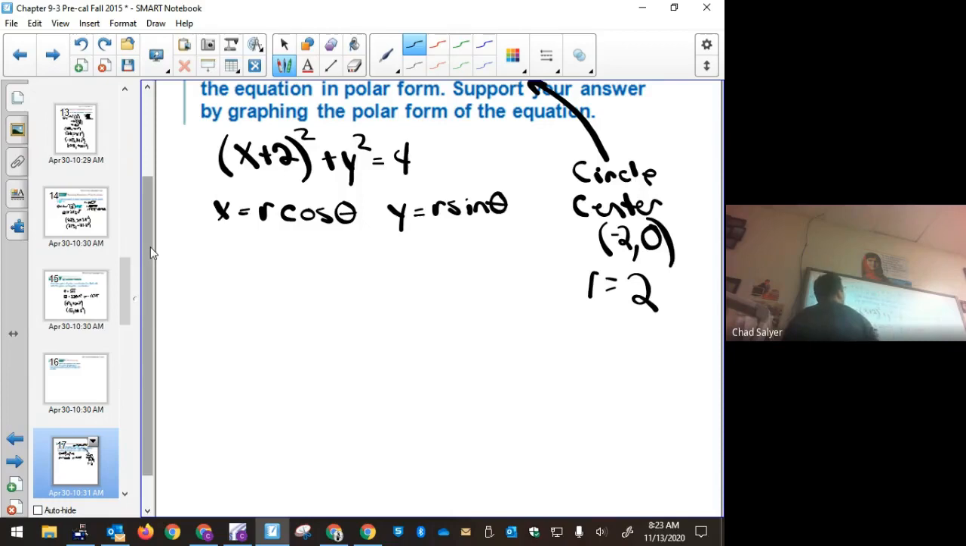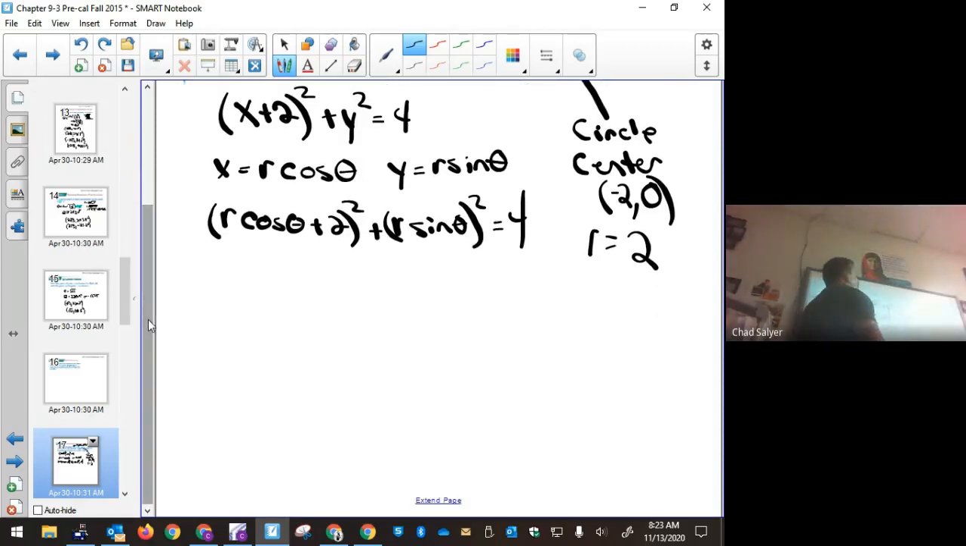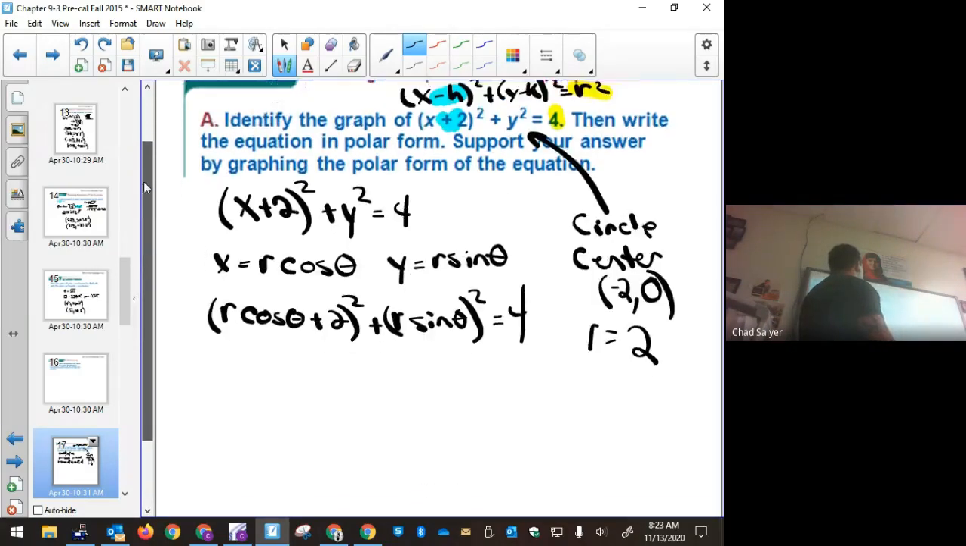Okay, so r cosine theta plus 2, quantity squared, plus r sine theta, quantity squared, equals 4. So there's an equation that relates r to theta, and no x's and y's are involved, but there's plenty we could do to make this simpler.